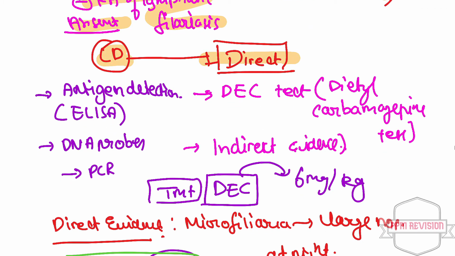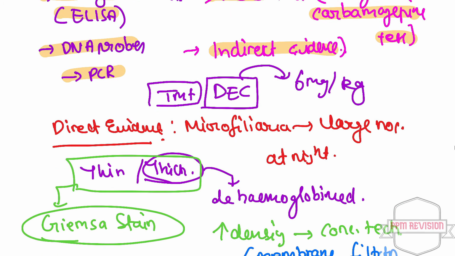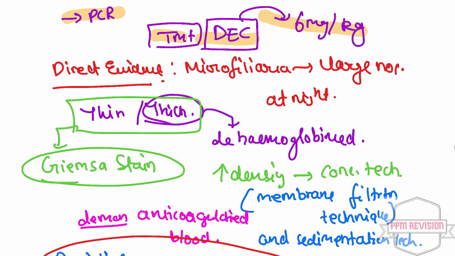Now quickly recapping this entire talk, that is the laboratory diagnosis. You have a direct method. This includes the DEC method, that is the diethyl carbamazine test, and then the indirect method. Antigen detection is by ELISA, DNA probes as well as PCR, polymerase chain reaction. Treatment is by DEC, diethyl carbamazine, at a dose of 6 milligram per kg. The direct evidence includes microfilaria, in large numbers present at night.